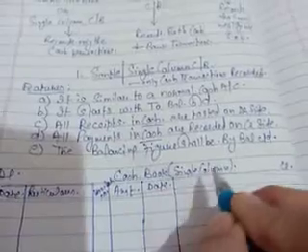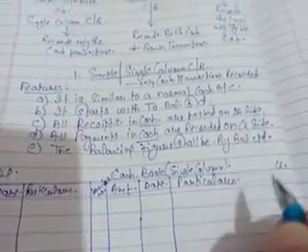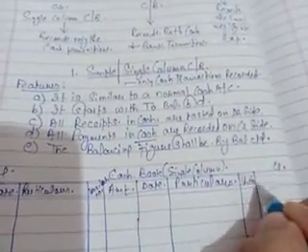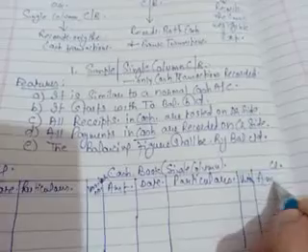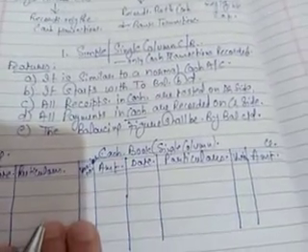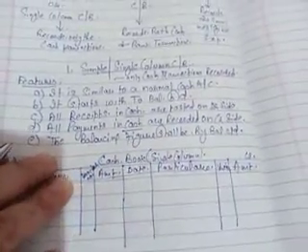Date, particulars, voucher number, amount. So this is the format of a single column cash book. Are we clear? Now let's start with a practical illustration of this concept.